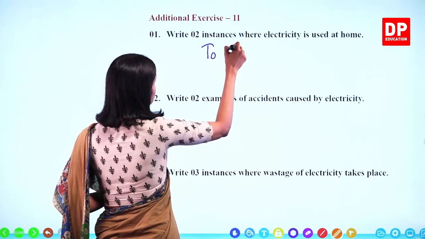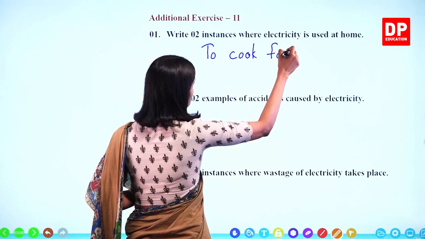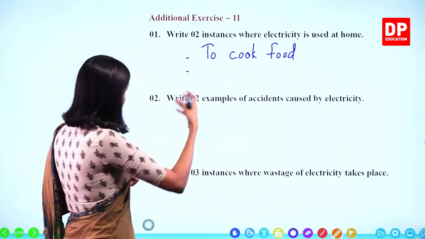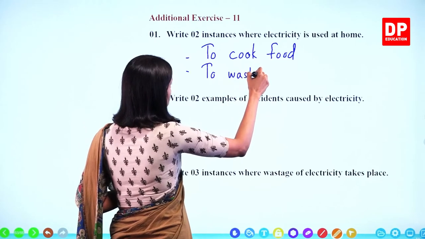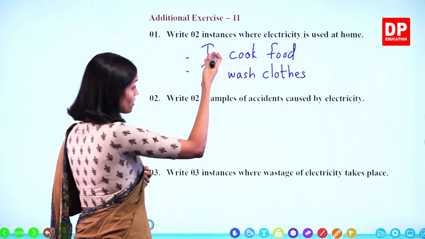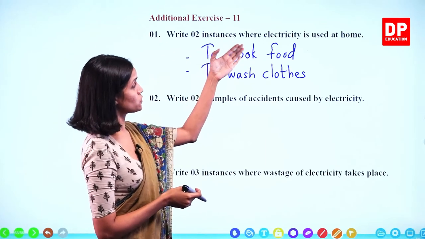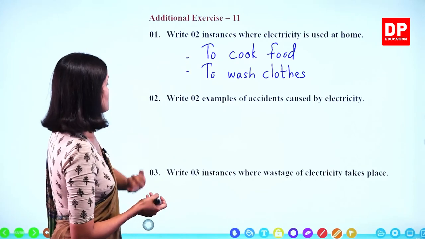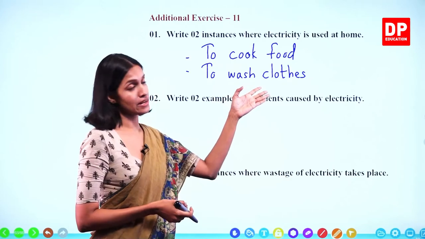To cook food, and to wash clothes, washing machines. To wash clothes. Okay, you can write many examples under this. Write two instances where electricity is used at home: to cook food, to wash clothes, right? We use electricity.